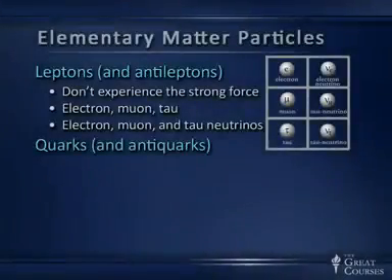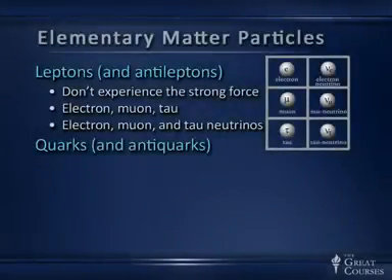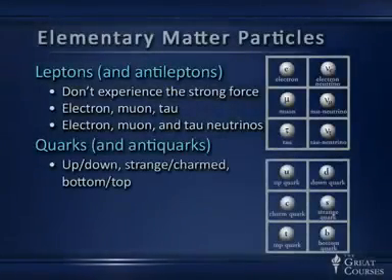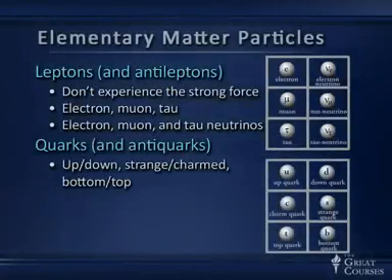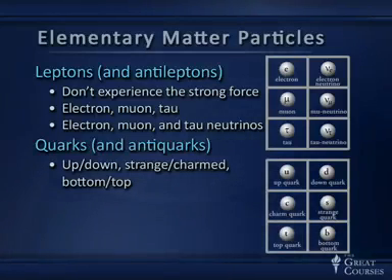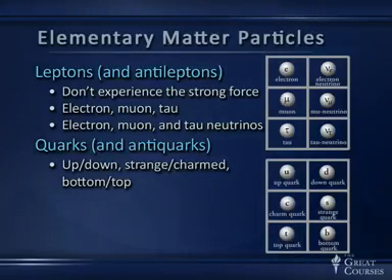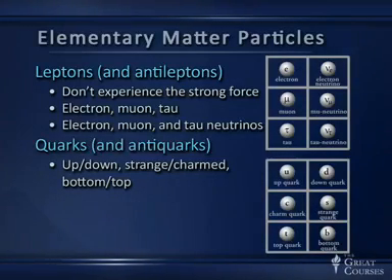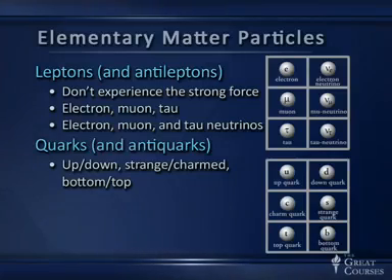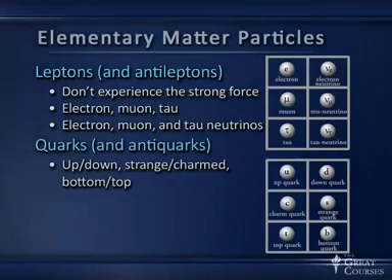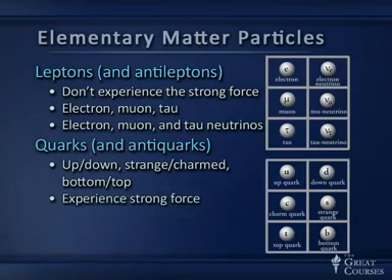Then, in addition to leptons, there are quarks. These are more massive particles, and they come in pairs. There's an up-down pair, an up quark and a down quark, a strange and a charmed quark, a bottom and a top quark. These names are just fanciful names, as is the name quark, that physicists have given. They have nothing to do with the properties in ordinary language. An up quark has no upness about it. A strange quark, well, it is kind of strange. That's why it was named that, but it's not strange in any way you would think of. A bottom and top quark, there's nothing bottom or top about them. These are just names. They experience the strong force.